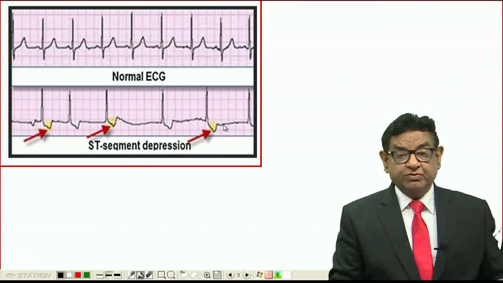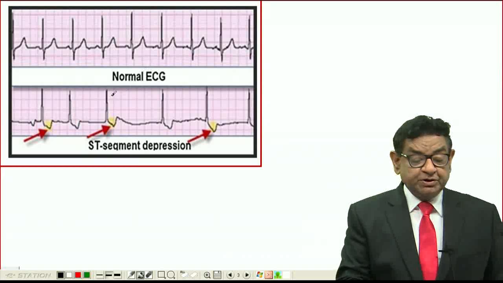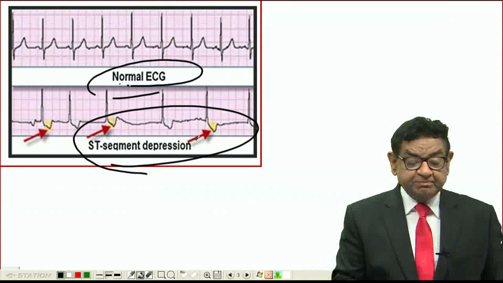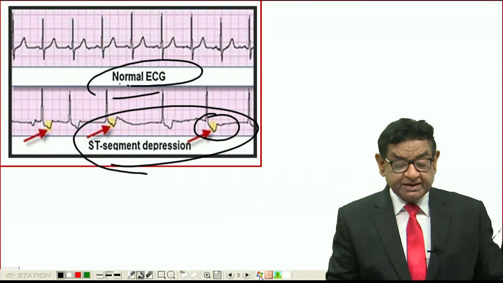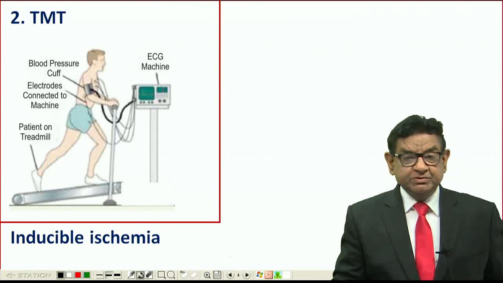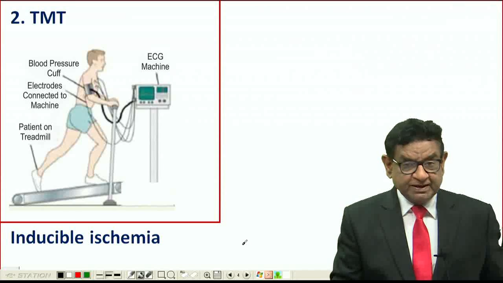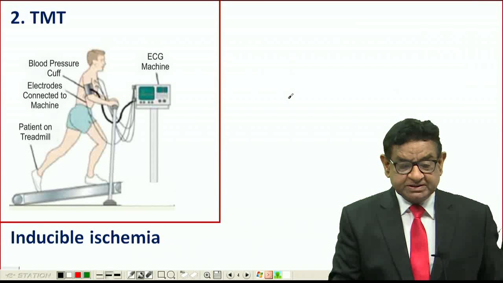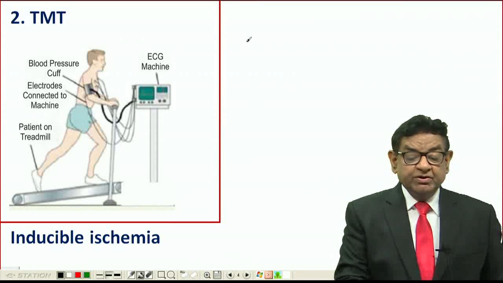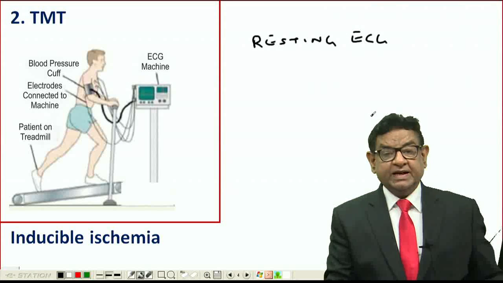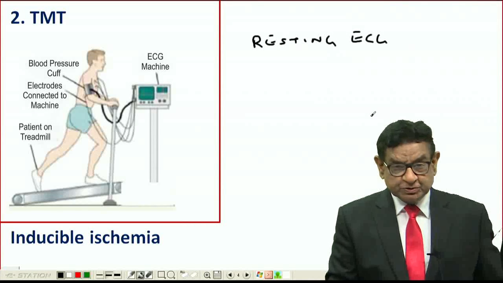Before I go for the TMT, let me show you what I was talking about. Normal ECG can occur in a patient of angina, or maybe ST segment depression, which is the classical finding we get in angina. Now, TMT. Let me tell you the basic principle of TMT. When we are planning for TMT, or so-called stress-induced exercise tests, first we do the resting ECG. The patient lies supine on a bed and we do the recording as usual.